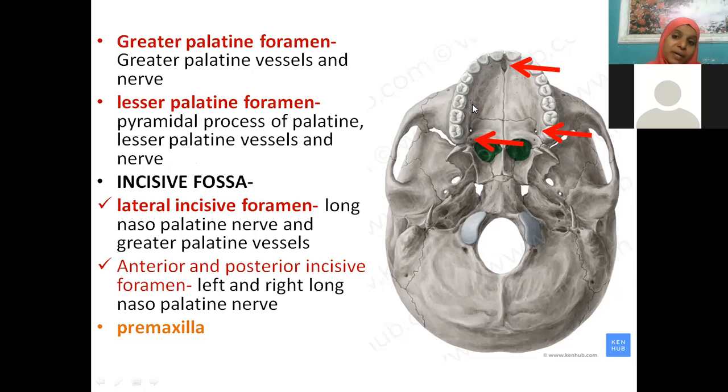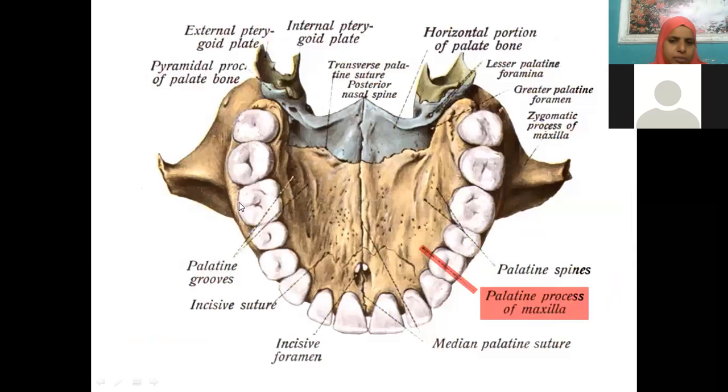Inside the bone, you will have a canal. From that canal, you will see it exiting out through the greater and lesser palatine foramen. So that is the incisive fossa. Correspondingly, if you see on the lateral side, you call it the lateral incisive foramen. In front, we have the anterior and posterior incisive foramen. The whole of this area is actually called the premaxilla. Now, exclusively the palate is shown.